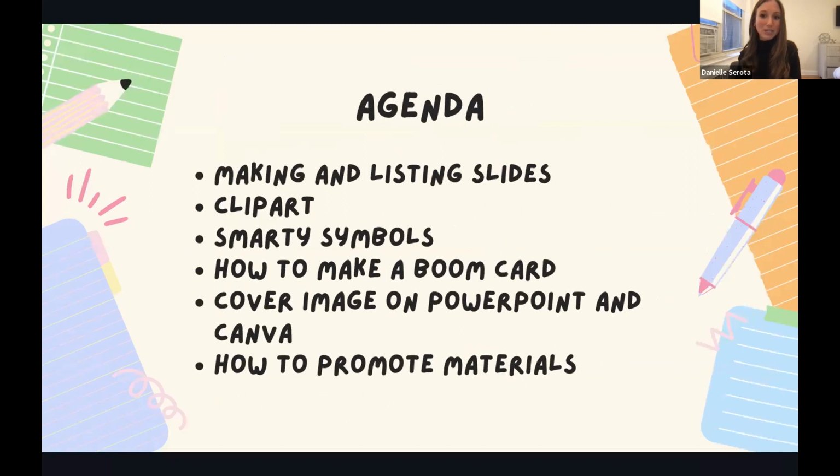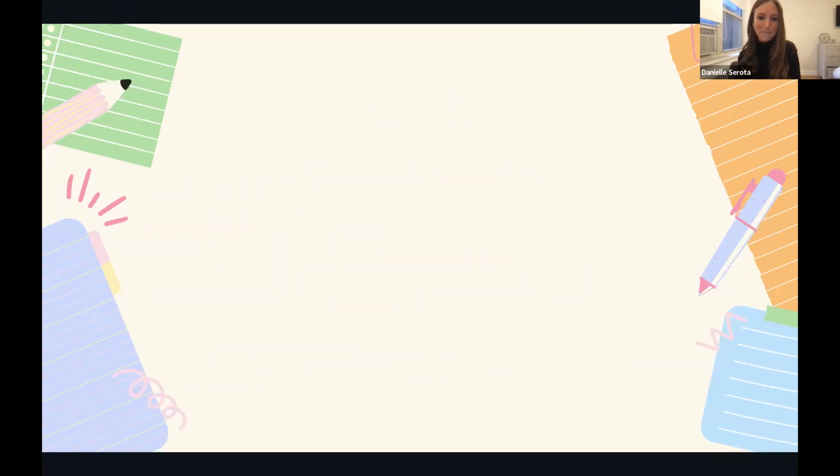So for today, we're going to talk about making and listing slides, how I find clip art and how I choose the clip art, how I use Smarty Symbols to make visuals, how I make a boom card. I'm going to show you a visual representation, and how I make my cover image on PowerPoint and Canva. And last, I'm going to show you a few tips on how to promote your materials.